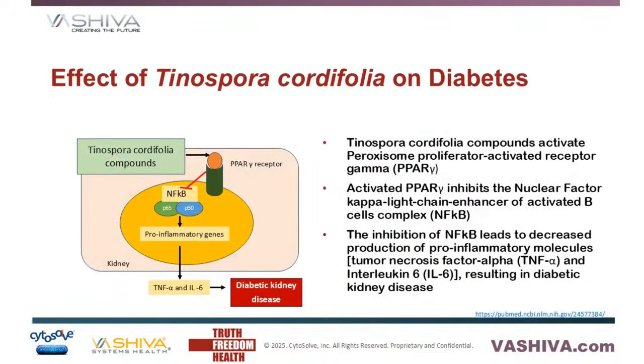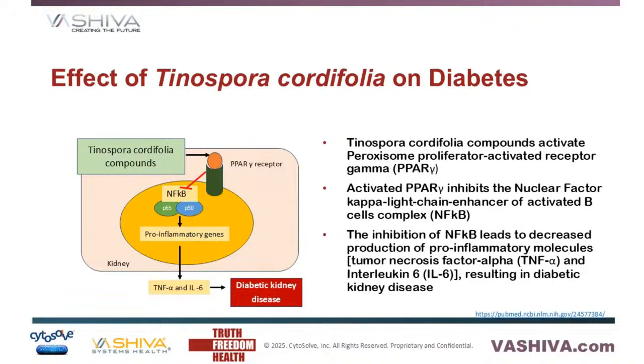Now let's look at another aspect, how Tinospora cordifolia compounds help in managing diabetes by reducing inflammation. The bioactive compounds in Tinospora activate PPAR gamma, a nuclear receptor involved in glucose and lipid metabolism. Once activated, PPAR gamma inhibits NF-kappa B, a transcription factor that normally triggers the expression of pro-inflammatory genes.